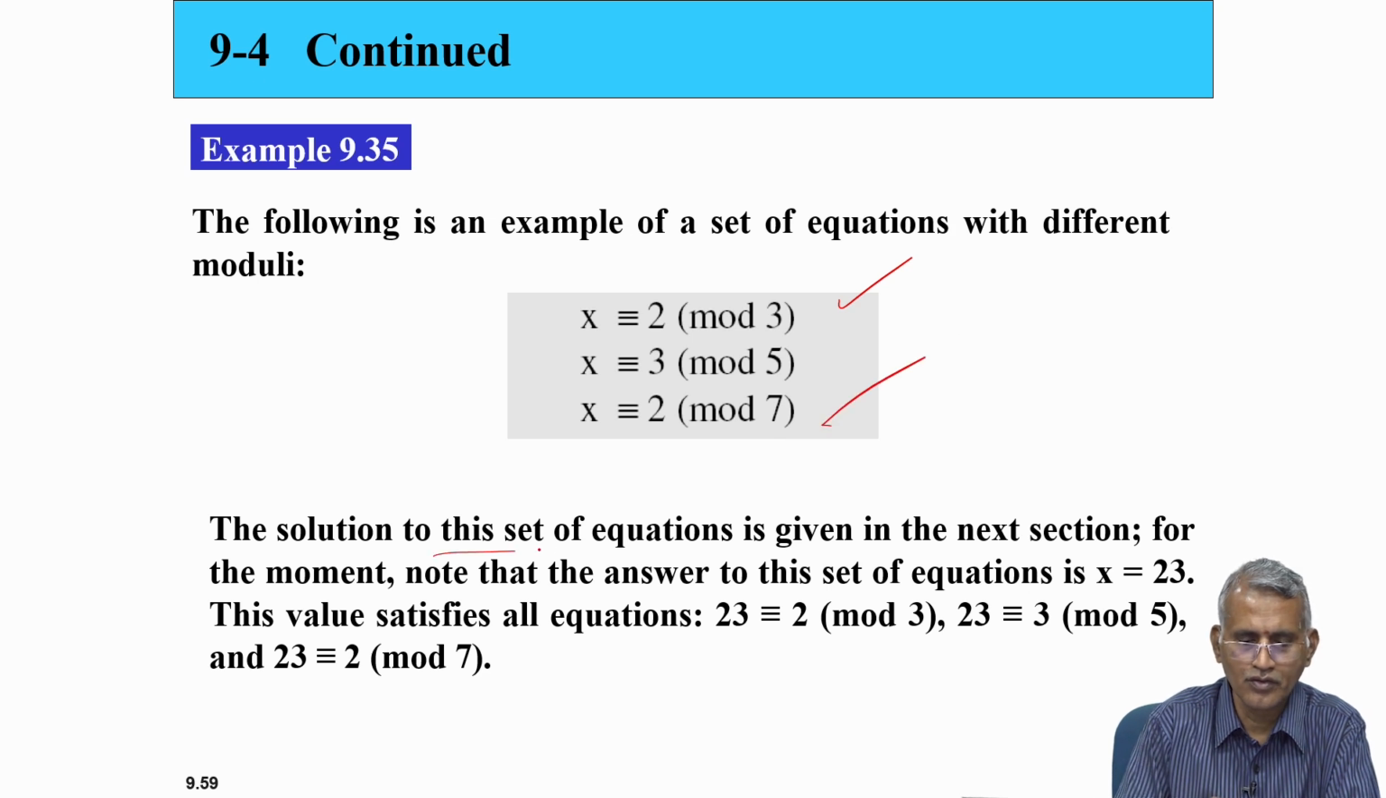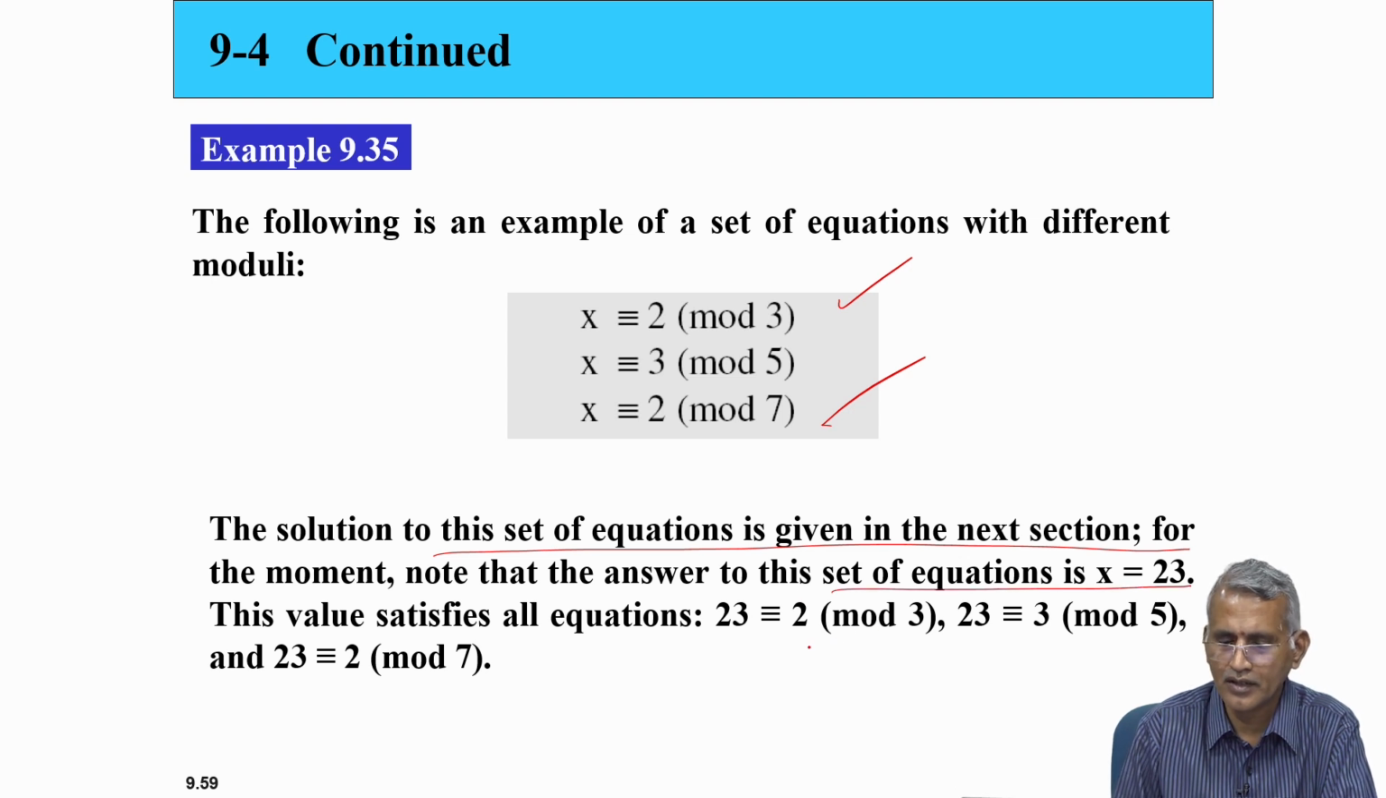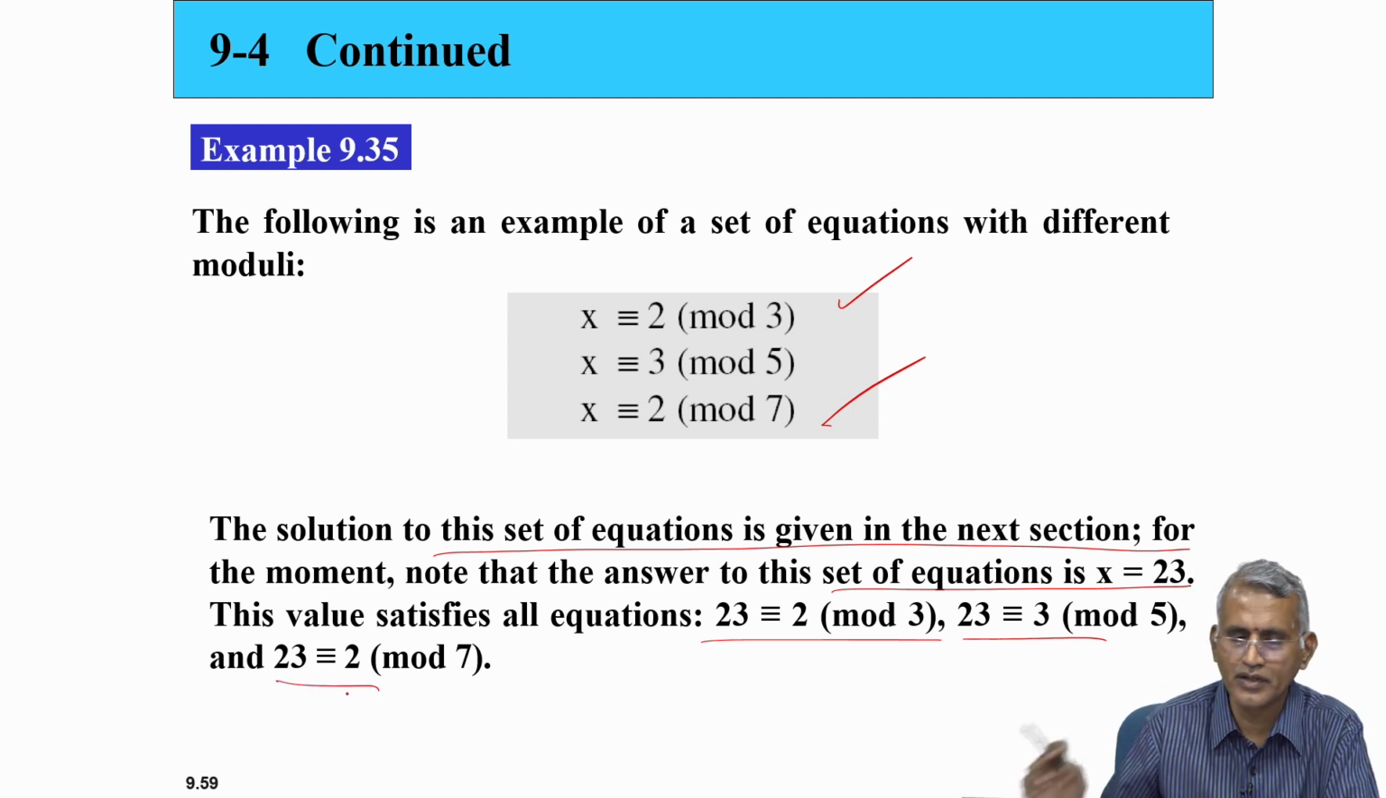The solution to this set of equations is x is identically equal to 23, since 23 is identically equal to 2 under modulo 3, 23 is identically equal to 3 under modulo 5, and 23 is identically equal to 2 under modulo 7.